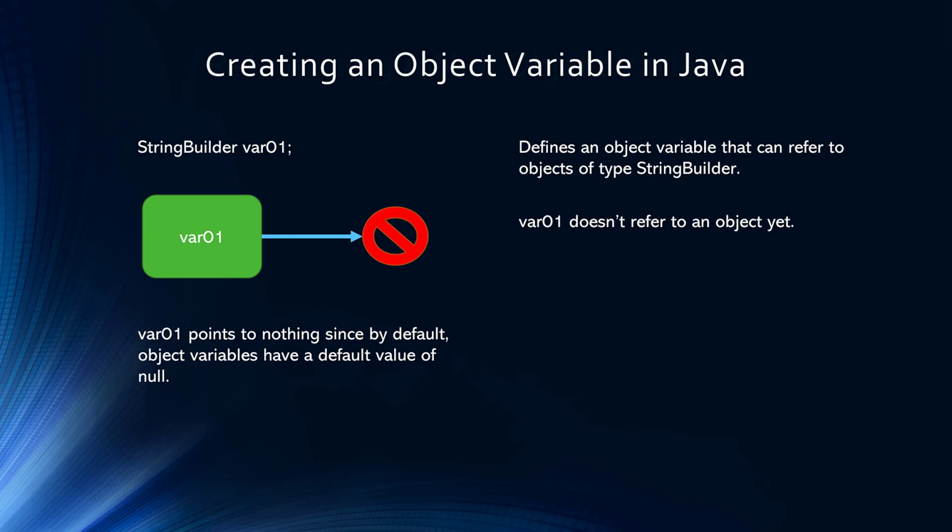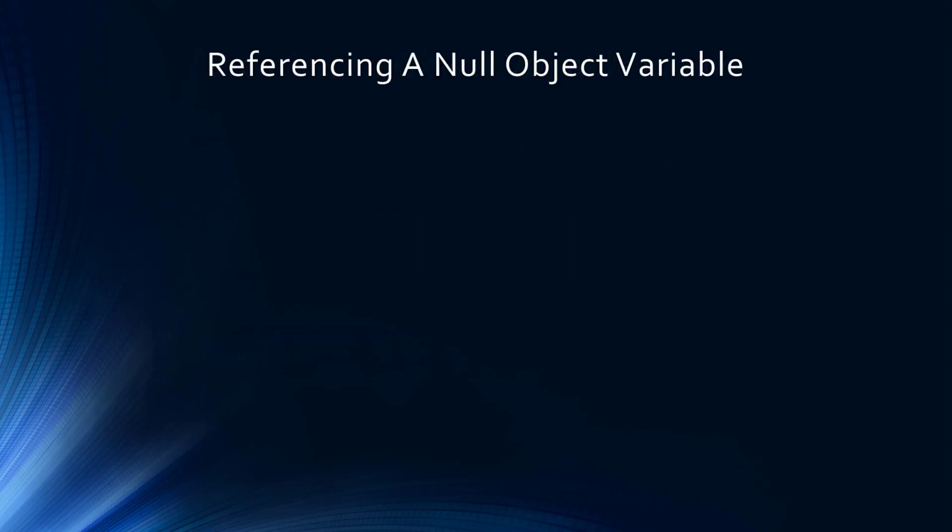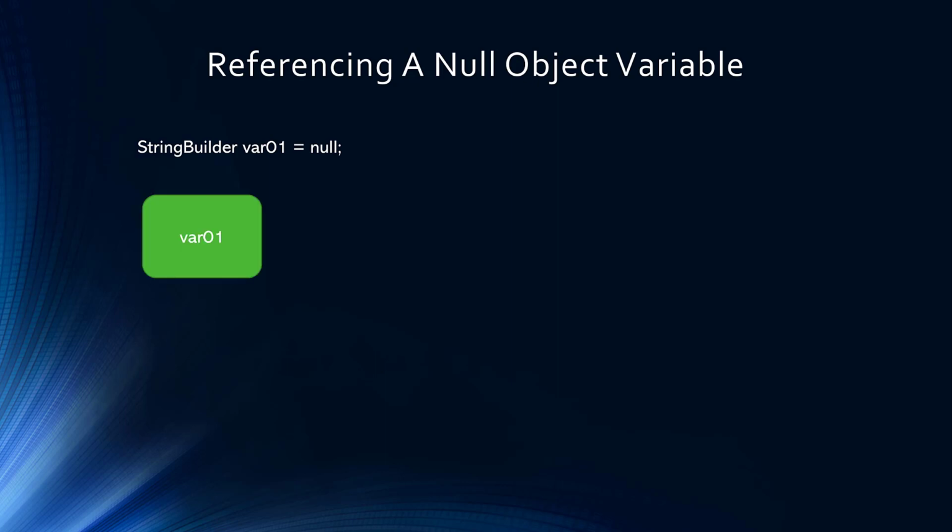So is there anything wrong with what we've done so far? Not at all. This is perfectly reasonable code, and no harm will come to you so far. No harm, that is, until you try to invoke a method on the reference that is pointing to nothing. In the next example, we explicitly set var01 to null, really no different than what we saw in the first slide. We know that var01 points to nothing in memory.